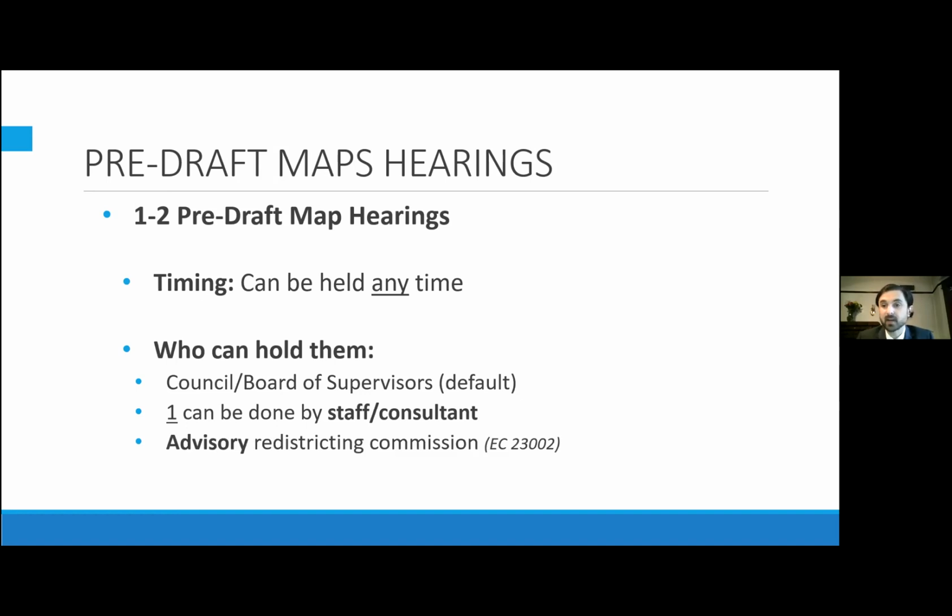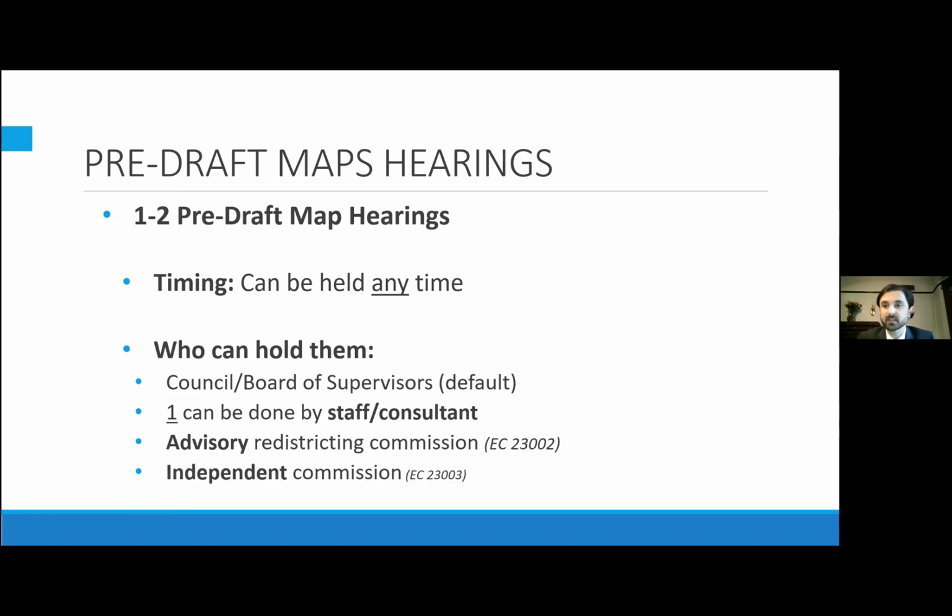You can also set up an advisory redistricting commission, and the advisory redistricting commission can get credit for all the pre-draft map hearings that you're required to do. So of course, an advisory commission could hold 4 pre-draft map hearings, but it would only get credit for the maximum of 2 pre-draft map hearings. I did put the code section there, Elections Code 23002. If you are a general law city or a county and you set up an advisory commission, take a look at that code section. There are some pretty minimal requirements for advisory commissions that you will have to follow if you choose to go that route.